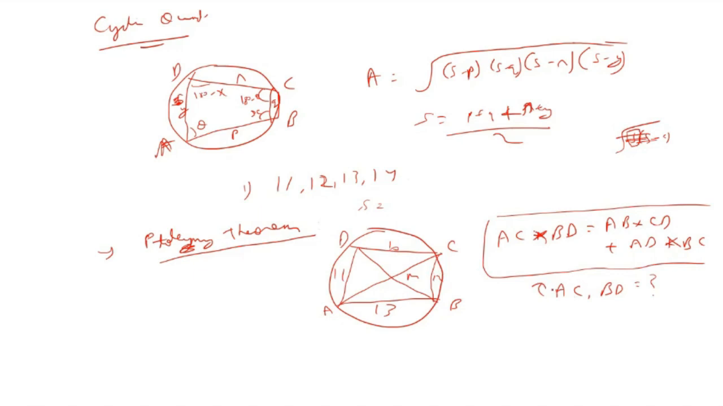Clearly, one thing is evident: if I know only this, I'll be able to find the product of the diagonals, but I need one more equation because there are two variables. So I need one more equation there. And this is why you should keep in mind the formula for the ratio of diagonals as well, which is AC upon BD.